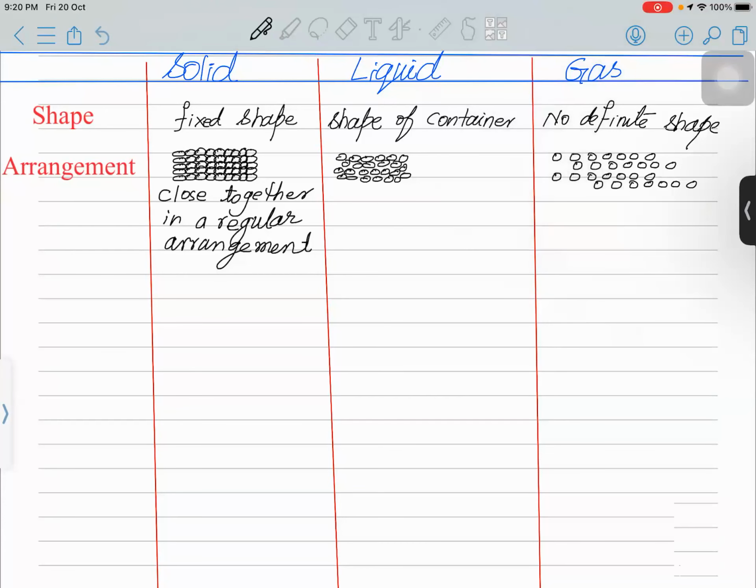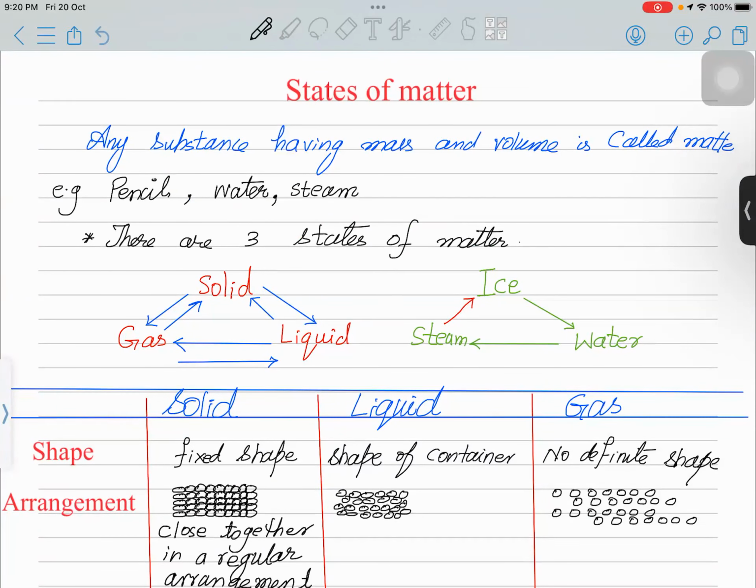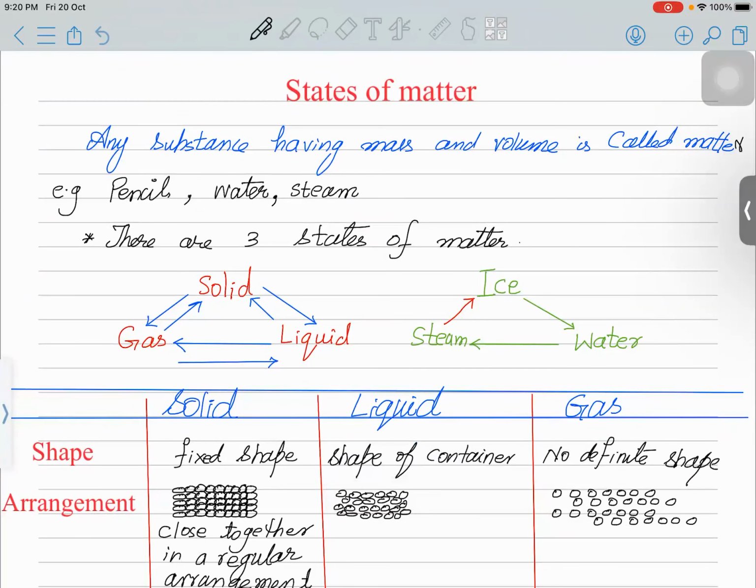We have started states of matter. What is matter? Any substance having mass and volume is called matter. हर वो चीज जो मास रखती है, जो वॉल्यूम ऑक्युपाई करती है, उसे मैटर कहते हैं.